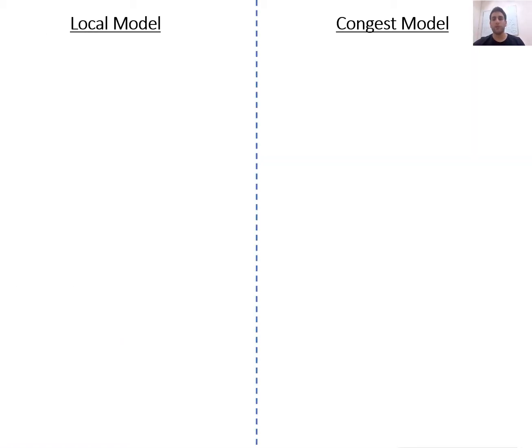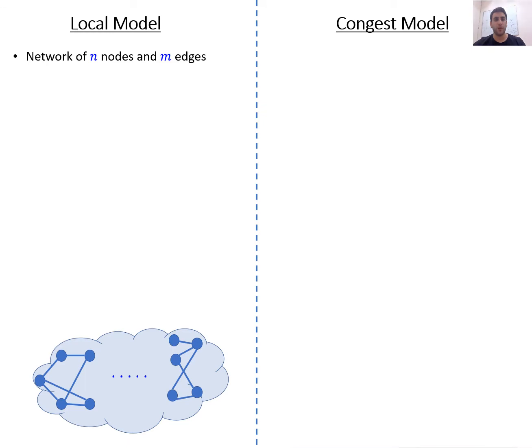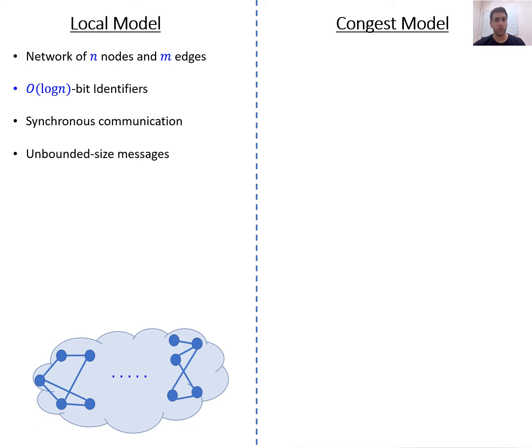The two main models of distributed graph algorithms are the local and congest models. In the local model, we have a network of n nodes and m edges. We have O of log n bit identifiers. We have synchronized communication rounds. And in each round, each node can send an unbounded size message to each of its neighbors. We also assume that the nodes are computationally unbounded.